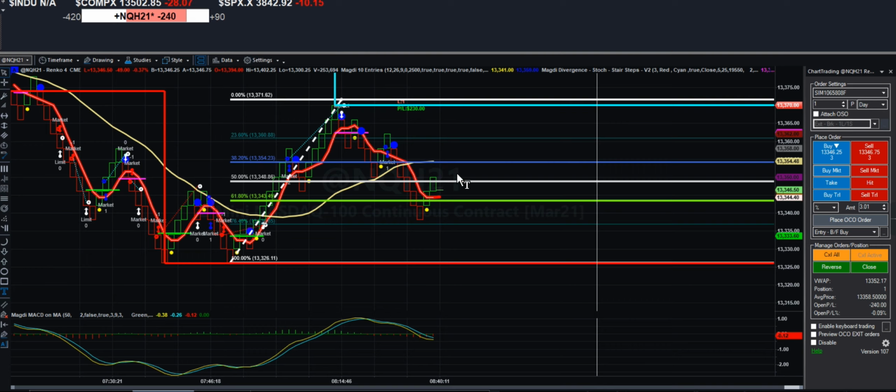I see the moving average going kind of horizontal. This is going horizontal. It may not, it may not, just we'll see.